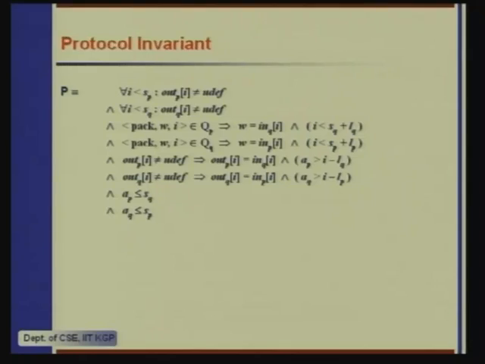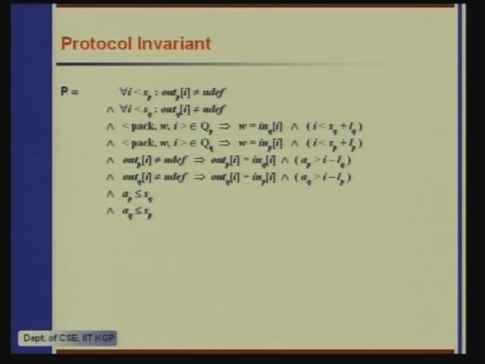So, let me reiterate. To prove the invariant, we first prove that the invariant holds in the initial state of the protocol. Then we show that if at any state of the protocol the invariant holds, then the actions, the three actions that we saw, LP, RP and SP, are not going to change the invariant, they are going to preserve the invariant, right. That way we will prove that the invariant holds in all states of the protocol, right.